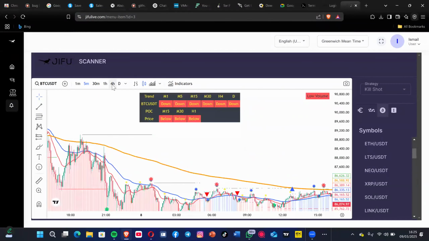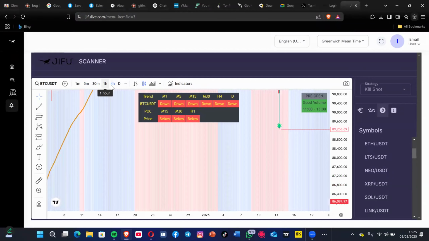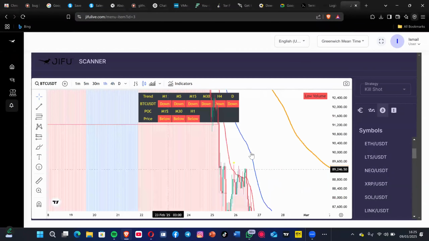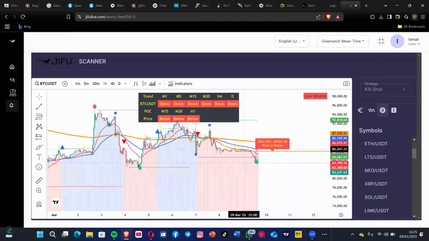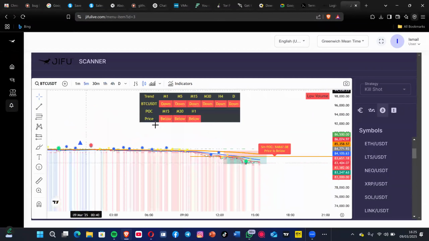And how to know the trend, you can go, as usual, to the 4 hour and 1 hour and check where the trend is. Is it downward? If it's downward, you are looking for sell. You see, the trend is downward, so you are looking for sell. So you go back to your 5 minutes.